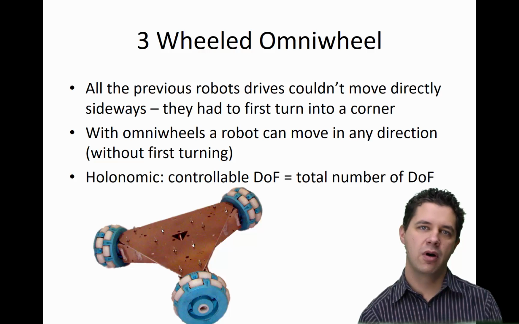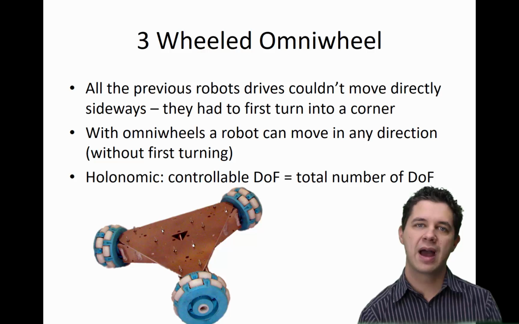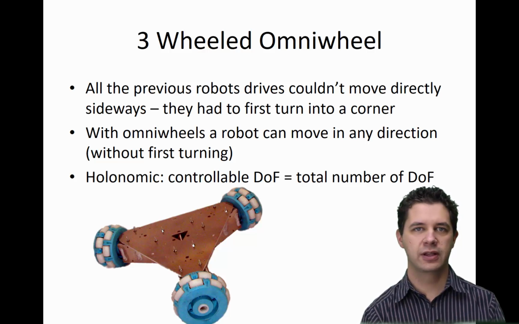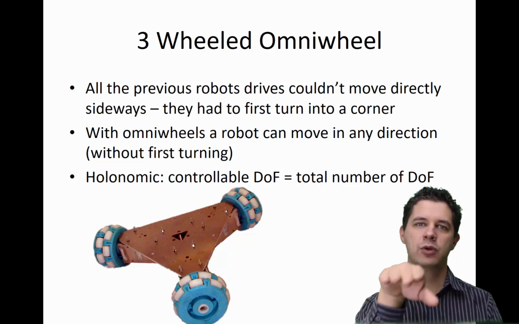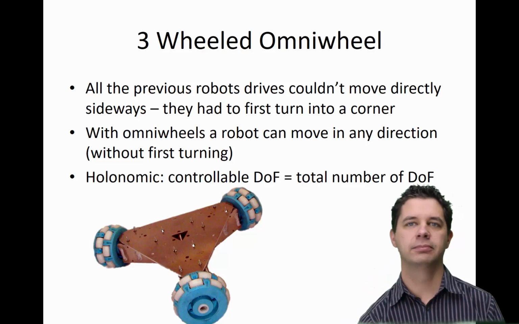Now, for another robot like a differential drive, we also have 3 degrees of freedom, but we can't control all those degrees of freedom. We can't generally move directly like this, but we can move like this, and we can rotate.